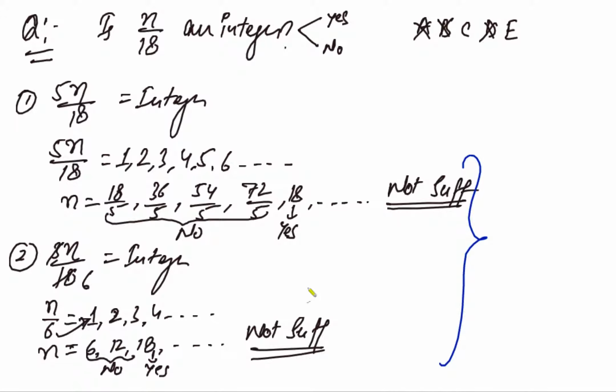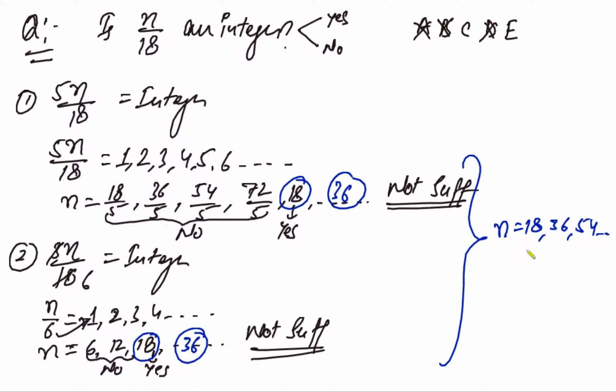So when we combine the two statements, we understand that the only common values that we are left with are values like 18. The next such value will be 36, and the next value will be 54, etc. And the good thing about all these values is they are all divisible by 18, giving answer yes to the question. Therefore, together the statements are sufficient and the answer of the question will be option C.